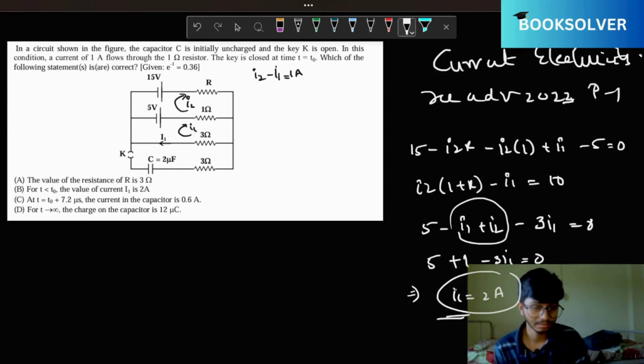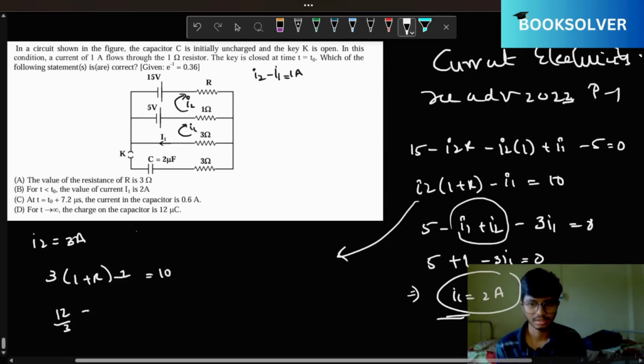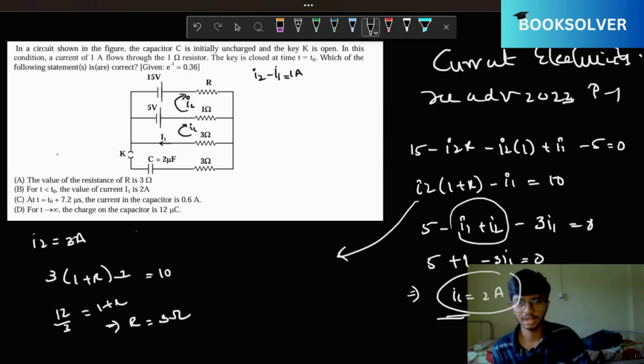We got I1, and then from here we can calculate I2. So basically, I1 is 2 amperes. That implies I2 is equal to 1 plus 2, that's 3 amperes. So 3 into (1 plus R) minus 2 is equal to 12. So 12 by 3 is equal to 1 plus R. That implies R is equal to 3 ohms. So option A is correct.